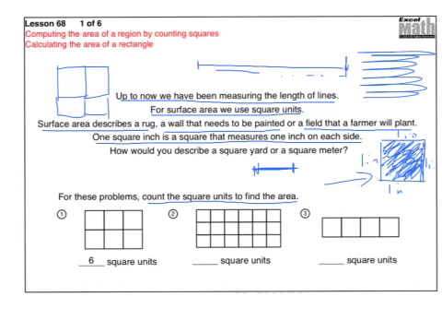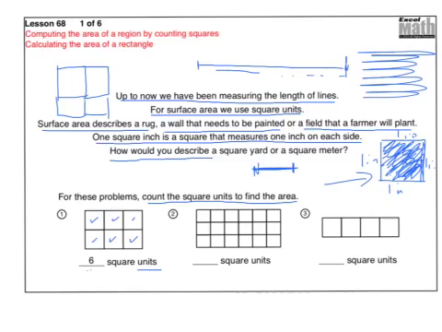For these problems, count the square units to find the area. So like on this one, you have 1, 2, 3, 4, 5, 6. So we're going to say that that's 6 square units. Are those inches? Oh, you know what? I skipped something. I'm going to come back to it. Is that inches? Is that feet? What is it? Well, we don't know, but they're squares, and so there's 6 square units.